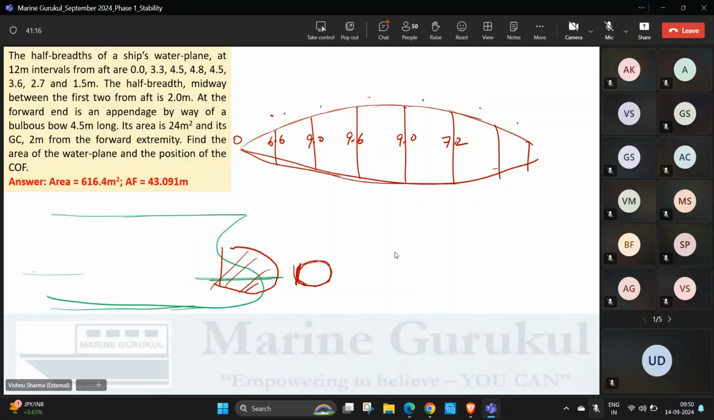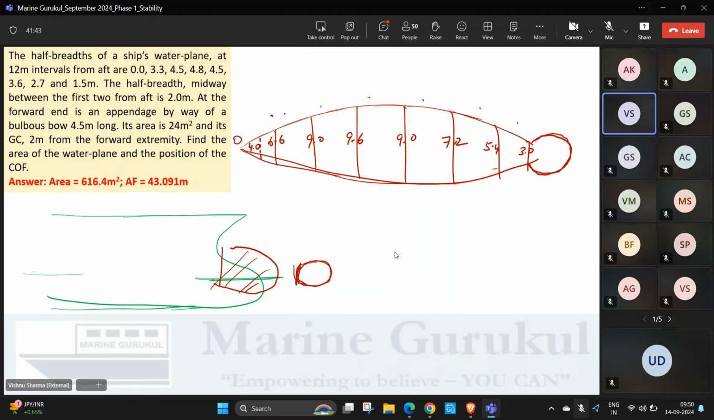7.2, 5.4, and 3 meters. And at the forward bow, there's an appendage by way of the bulbous bow. This will be the water plane in the way of the bulbous bow. Correct, beta? Am I right? And there is also a half station between the first two, which is 4 meters.